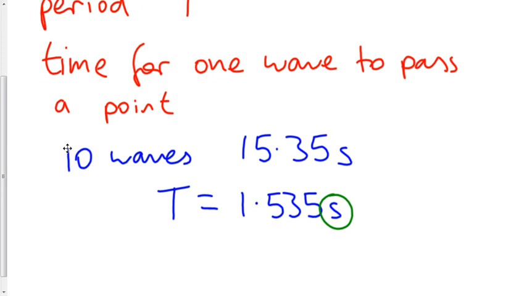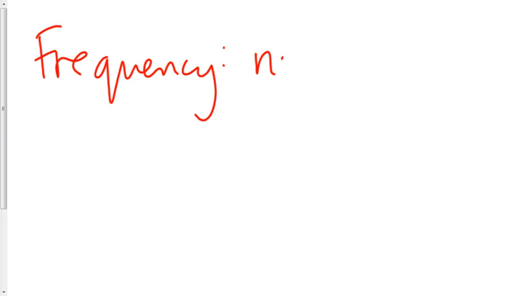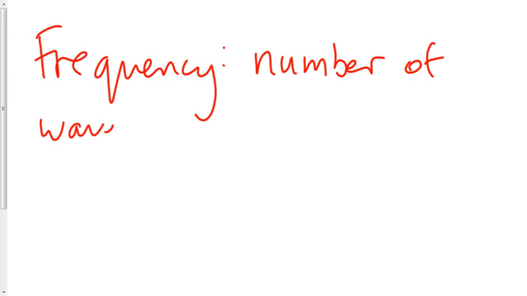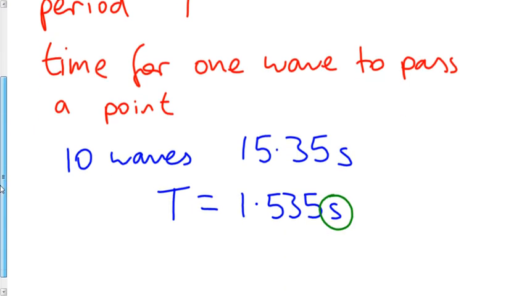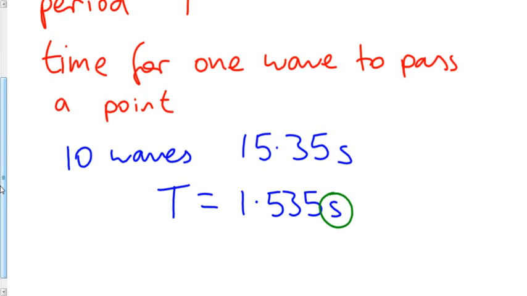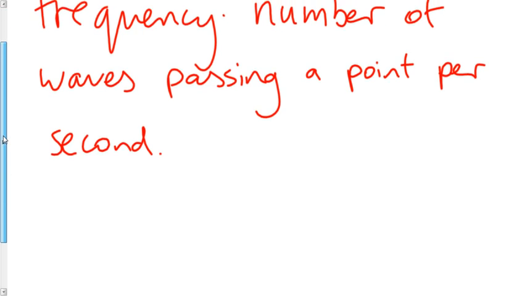The frequency is the number of waves passing a point per second. Now there's one way we can work that out from the period, but I don't know if I'll introduce that here. So there's a formula that links period and frequency, but we can try and measure the frequency.